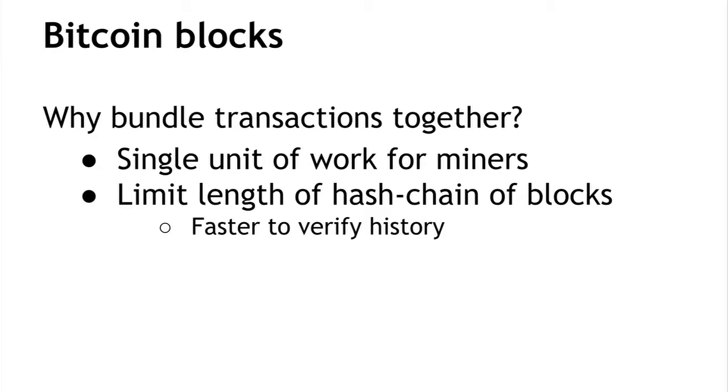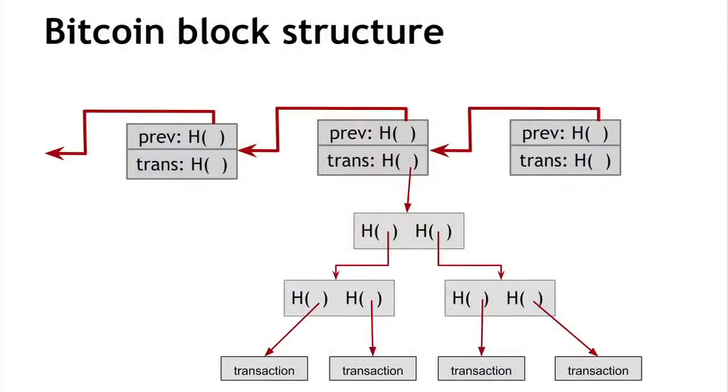Well, a couple reasons. One is that it creates a nice single unit of work for miners that's bigger than the individual transaction size. So if the miners had to do work and do hashing and add metadata for every transaction in the system, that would provide too much overhead. It also makes the hash chain of blocks shorter, because we only need one block for a large number of transactions. And that's going to make it easier for us to verify the blockchain data structure. So what does the blockchain data structure look like?